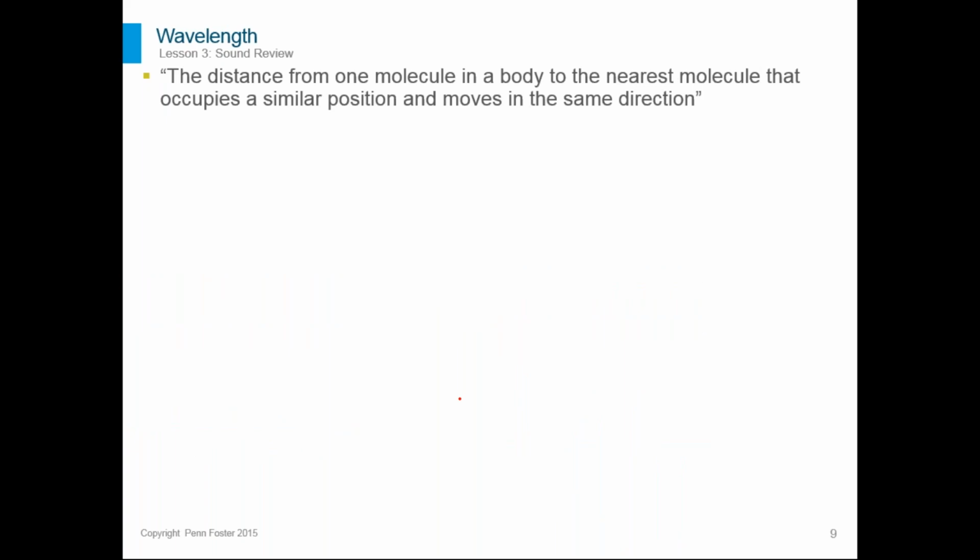One of the most important things we can measure about waves is their wavelength. So your text defines wavelength as the distance from one molecule in a body to the nearest molecule in a similar position that moves in the same direction. Okay, so that's kind of a scary sounding definition. You're like, what? So let's try to simplify this and explain what that means.